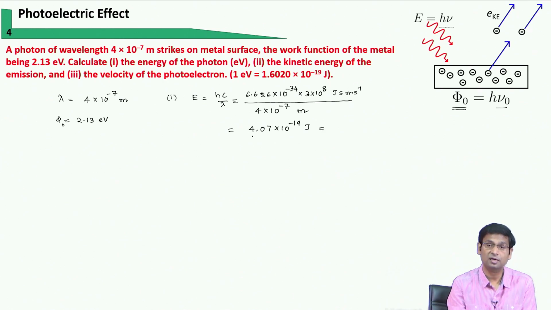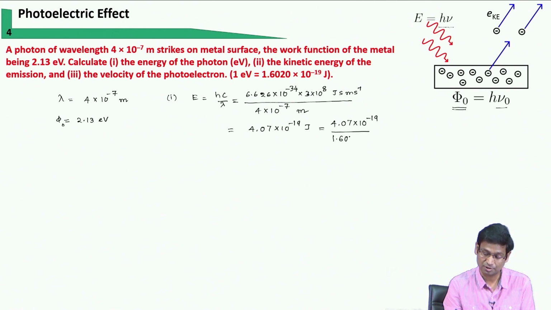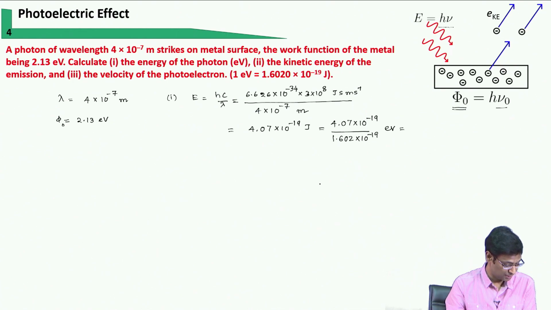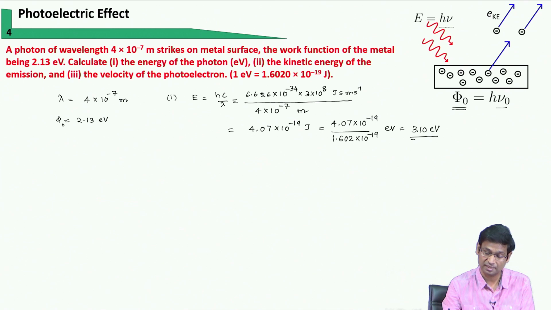but it is better if we can convert this energy from units of joules to units of electron volt. How do we do that? We know that 1 electron volt is this many joules given here. So, to convert it to electron volt, we have 4.07 into 10 to the power minus 19 divided by 1.602 into 10 to the power minus 19. This is in units of electron volt, which would come out to be 3.10 electron volt. This is the energy associated with the photon that we are giving.